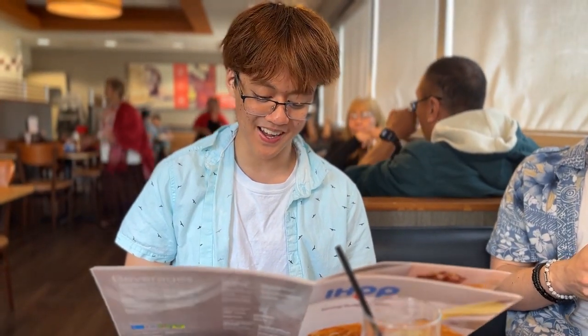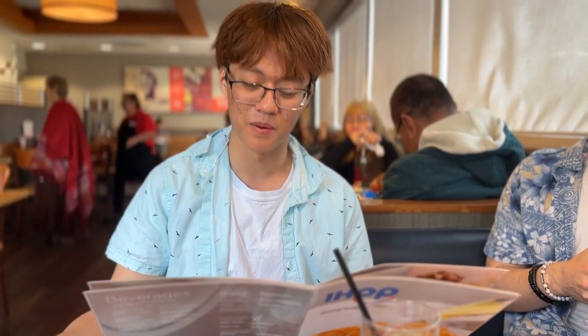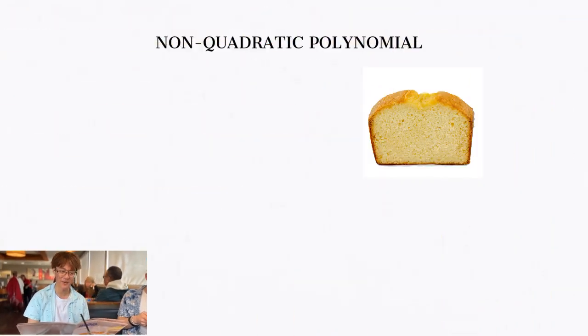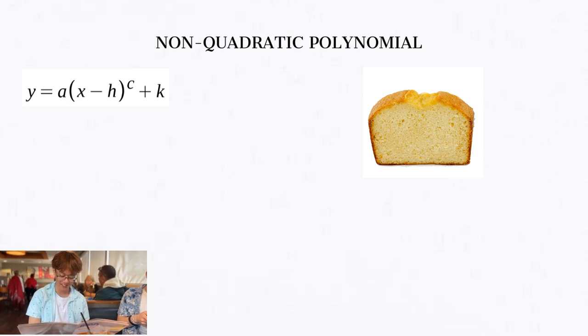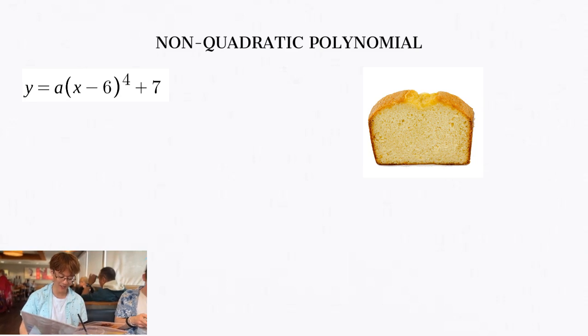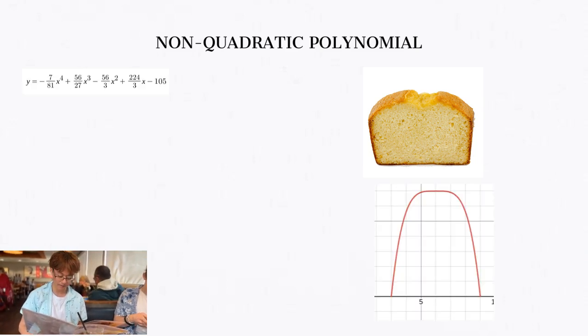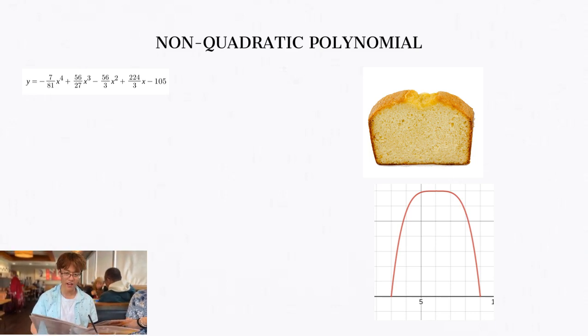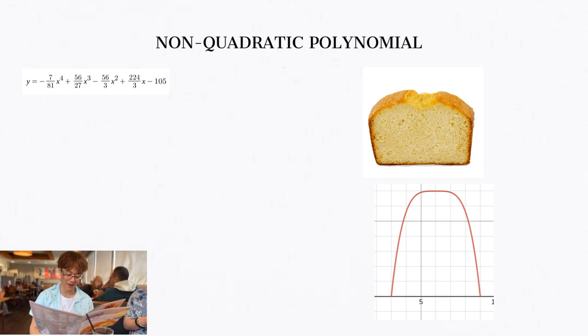That sounds great and all, but I love the sound of the non-quadratic polynomial more. To find the equation of the non-quadratic polynomial, we use the vertex form with the 4th power, and then plugged in the vertex. However, we also needed to find the value of the coefficient, so we plugged in the 0 that we found earlier, and expanded the equation. After we found that, we got y equals negative 7 over 81 x to the 4th, plus 56 over 27 x to the 3rd, minus 56 over 3 x to the 2nd, plus 224 over 3 x minus 105.